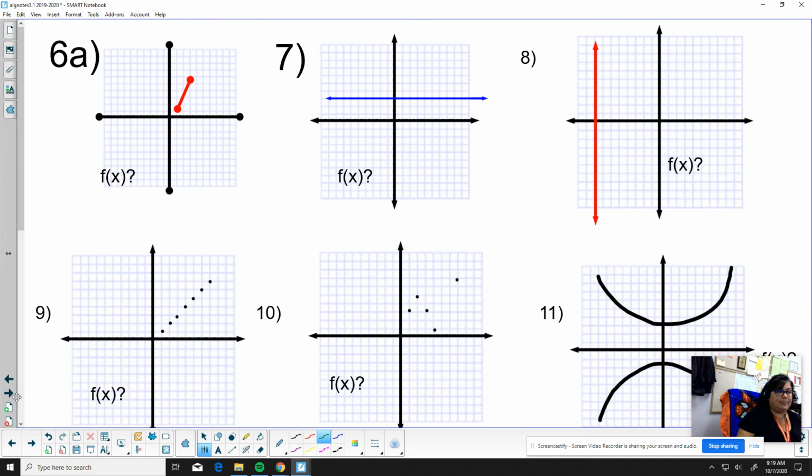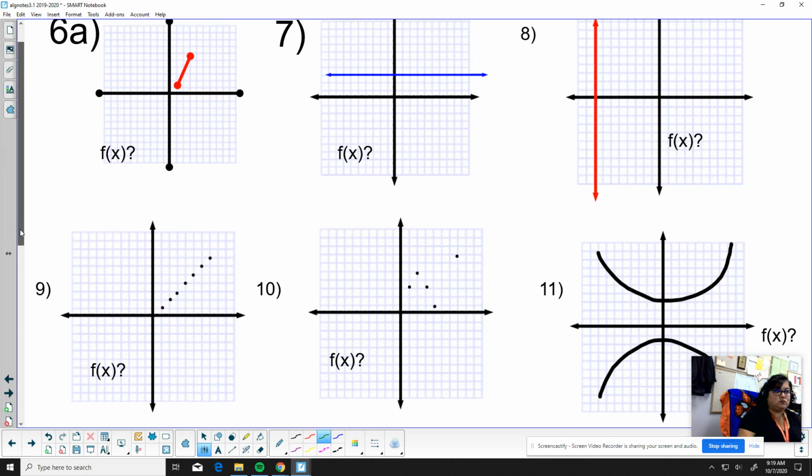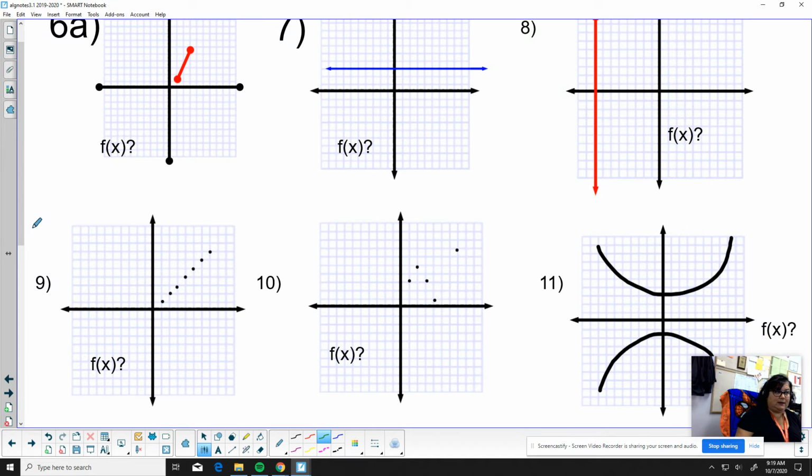Okay? All right, so press pause and you try these. Determine if they're functions or not, and then I'll do them too.